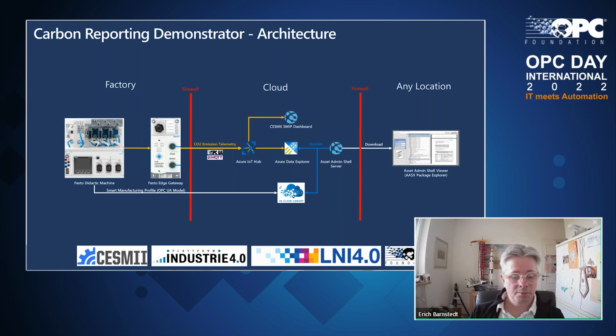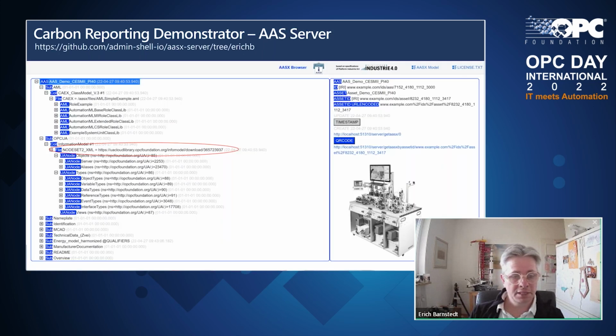So, already mentioned in the previous talk, here's the link again. An asset admin shell server can obviously query the Cloud Library. So you don't need to put the whole OPC UA information model directly in the asset admin shell, but you can just add a reference to it and then download it when you're viewing and reading and parsing the asset admin shell.